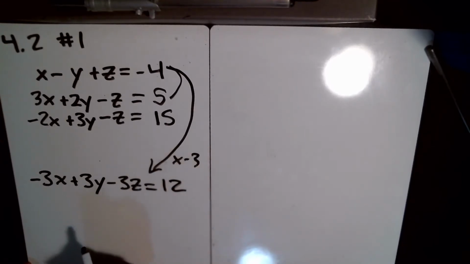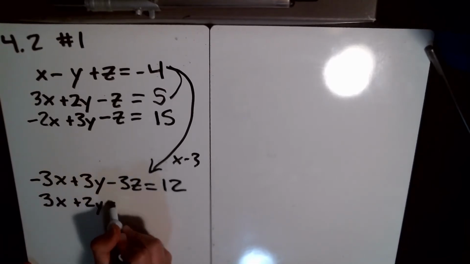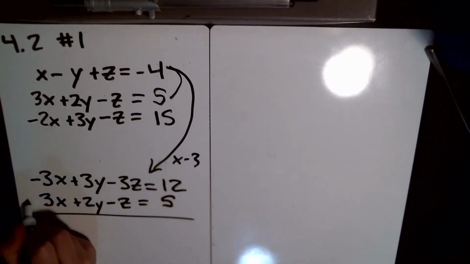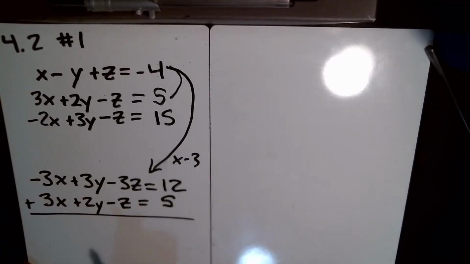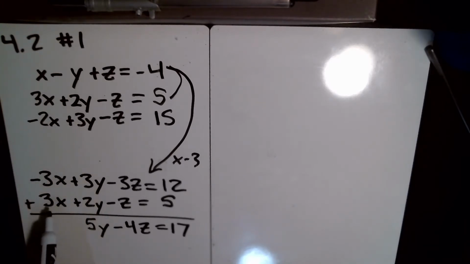And then we've got 3x plus 2y minus z is 5. Those are my 2 equations. I'm going to add those 2 together to get rid of the x's, right? The x's cancel out. We get 5y minus 4z is 17. Okay? So that's one equation that we got just by eliminating x by using the first and second equation.